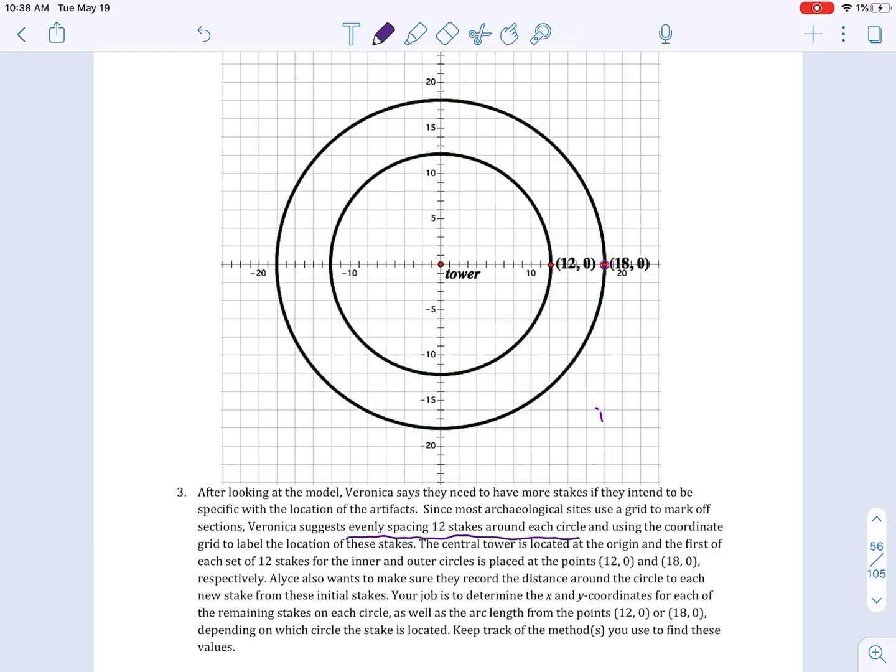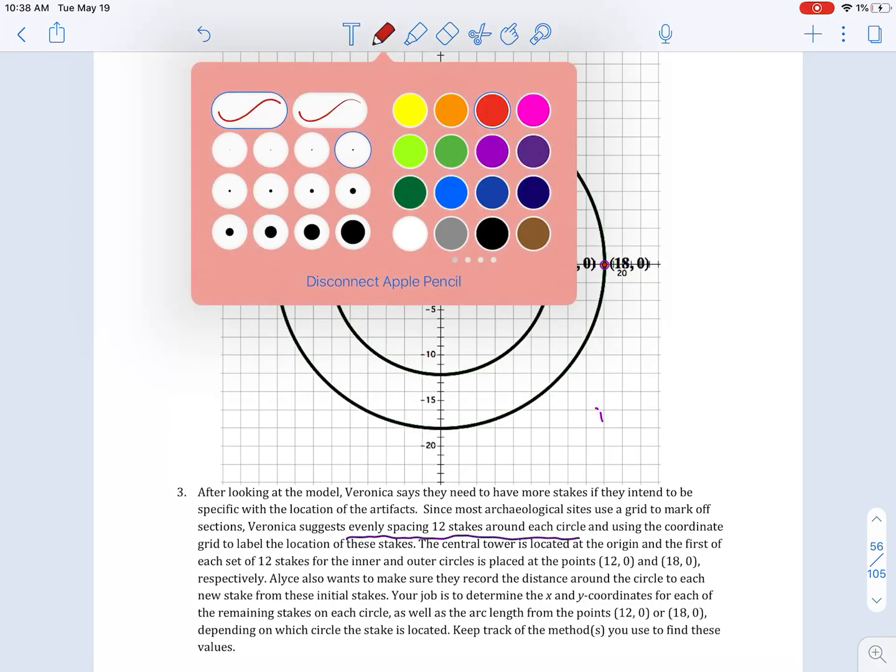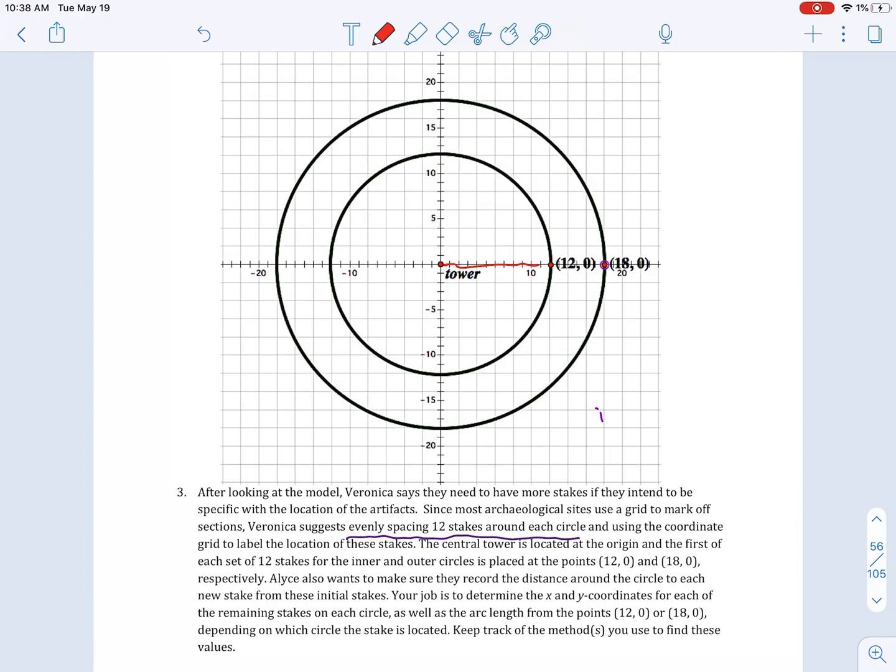Okay, so this time they're just telling you exactly how many stakes there are, okay? And there's going to be 12 evenly spaced stakes. Let's take a moment and just focus on the inner circle. So we're going to focus on this one in here first, okay? So 12 stakes, and it makes an entire circle. All right, and we know that the radius is what? The radius of that little circle is 12. And that's enough information to solve this whole thing.